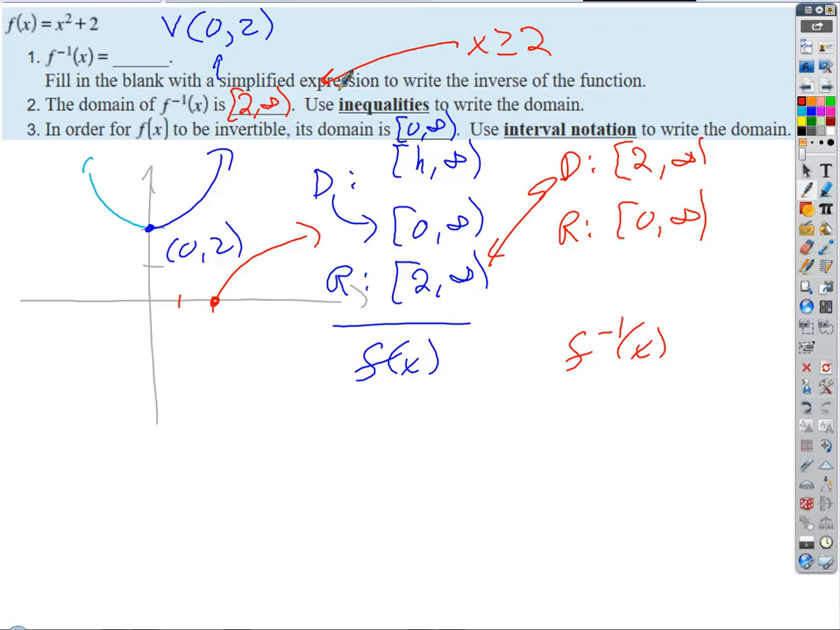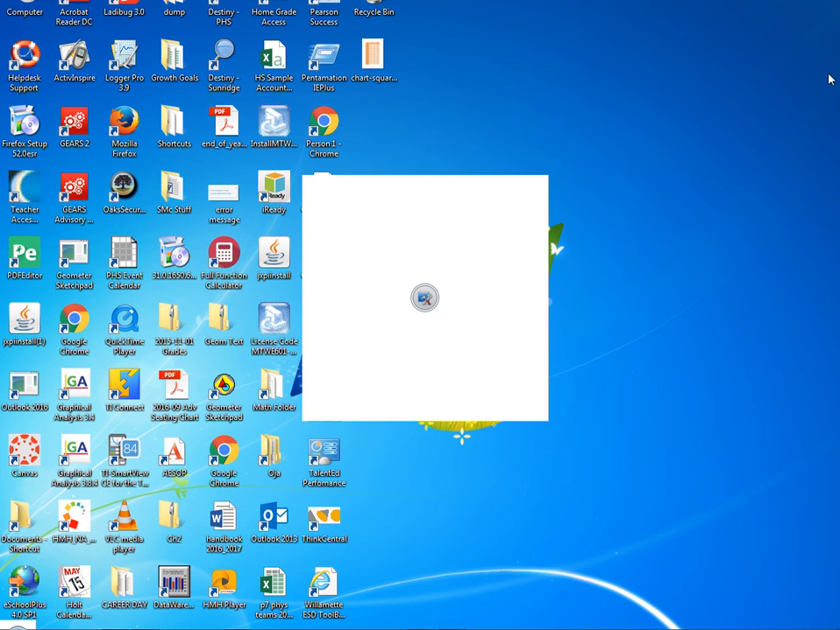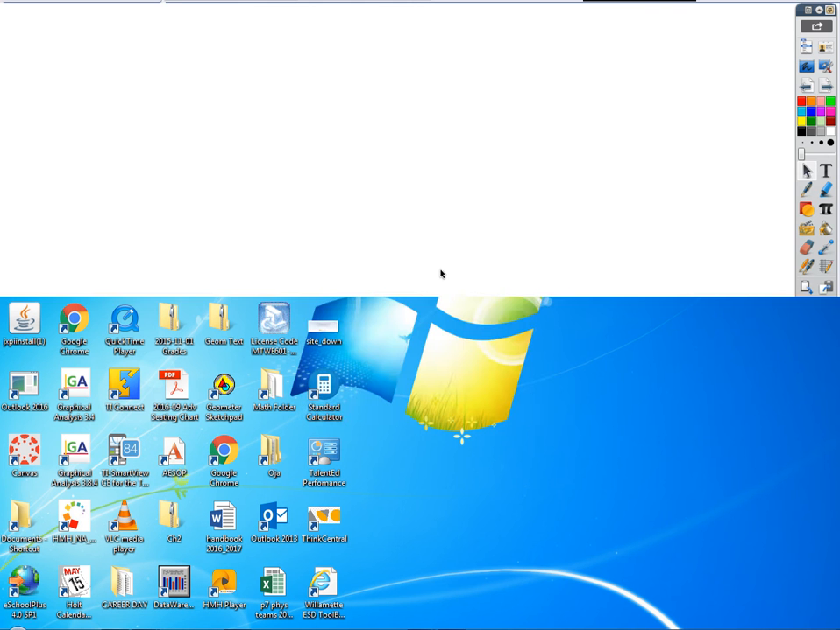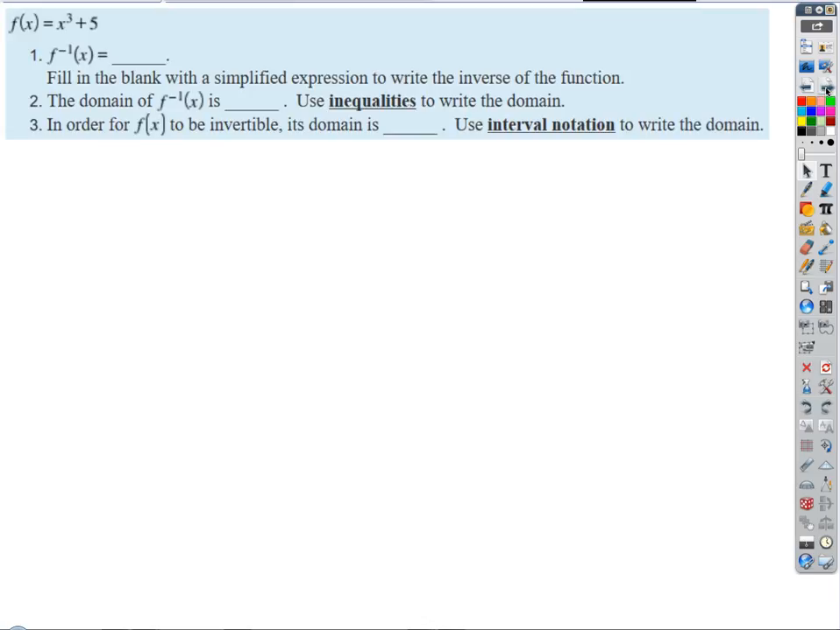And first part's easy. Then finally we could go back and switch x and y and solve for y. Okay, what about that? Super easy. I don't really have to hardly do anything here because what's my parent function going to be?